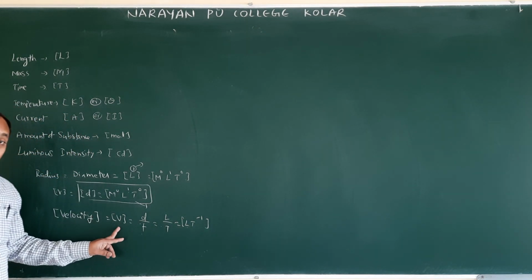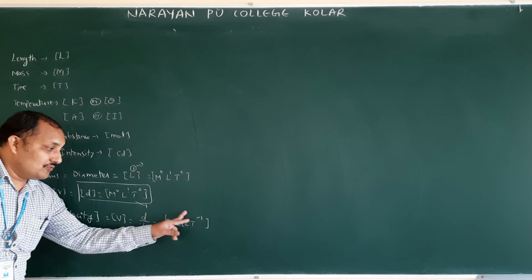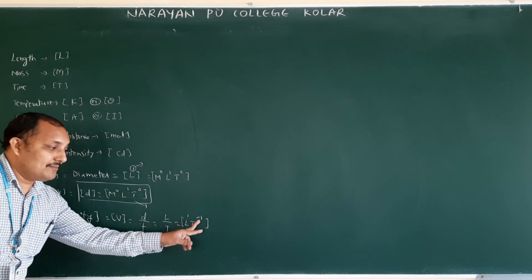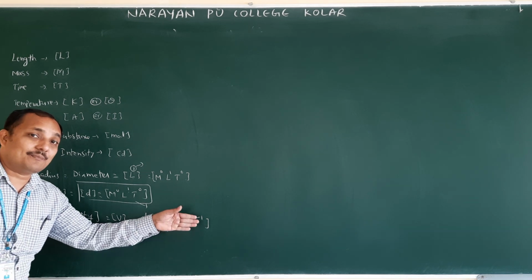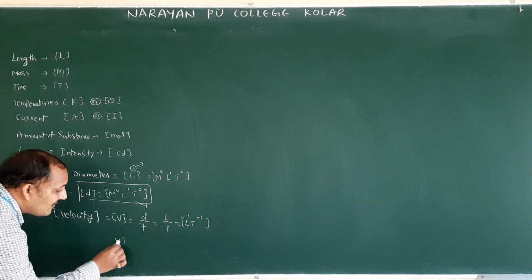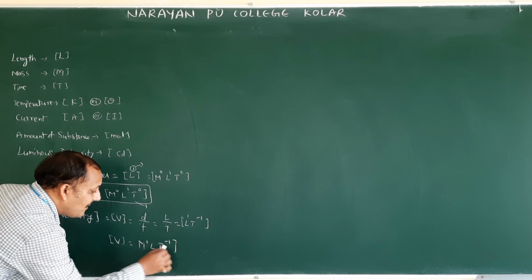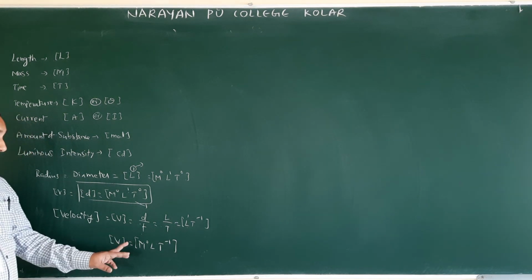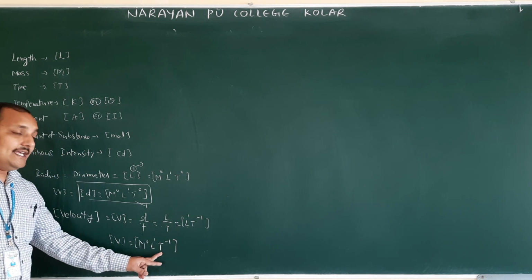So to represent velocity, we should write the power of length as 1 and the power of time as minus 1. If we represent length power 1 and time power minus 1, we get velocity. So in terms of the dimension formula, we write: M power 0, L power 1, T power minus 1.